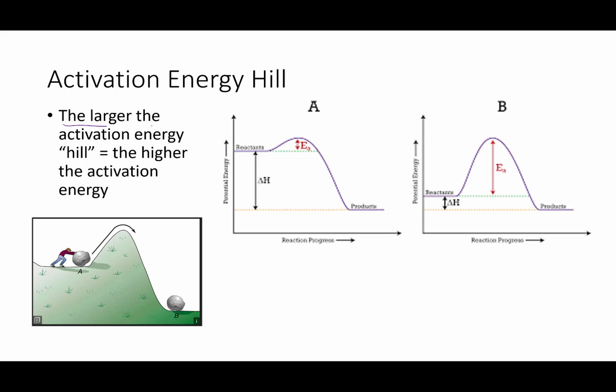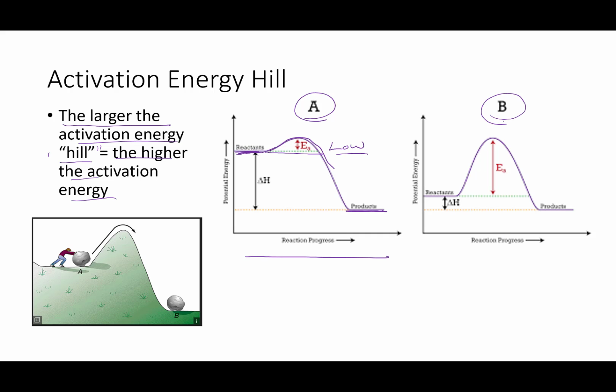Now, the larger the activation energy hill, the higher the amount of activation energy present. And on this week's study guide, you're going to look at a couple of these different activation energy diagrams. For example, if we take a look at this one labeled A, the difference between the reactants and the products, there is a small hill, meaning that the activation energy that has to be added is relatively low. It doesn't take a big input of energy to get the reaction started.